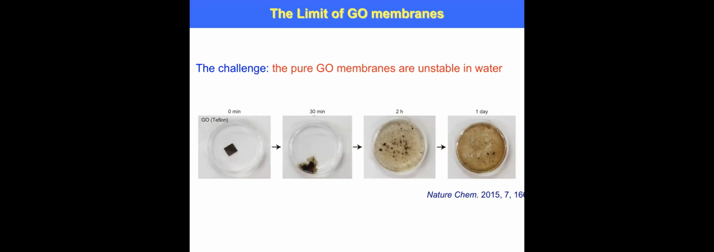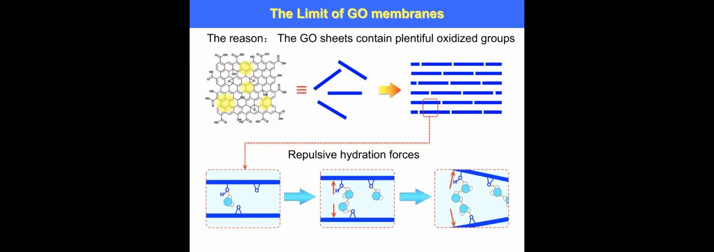That is because the GO sheets contain a lot of oxide groups. They can form strong hydrogen bonding with water molecules, making the membrane unstable in water. So building an interlayer crosslinker using ions or molecules will make the membranes stable in water.